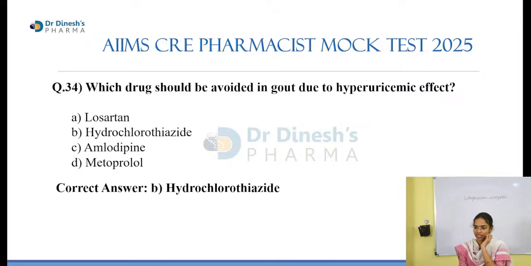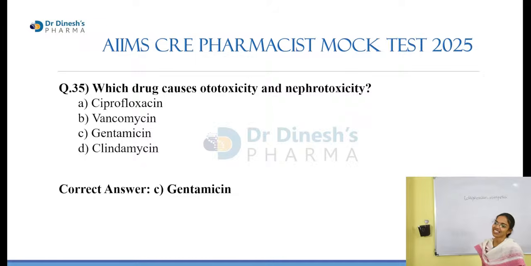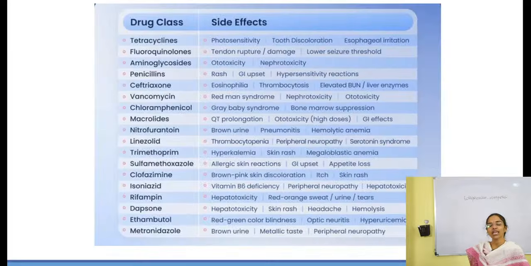Okay, next question please. Very important question again. Which drug causes ototoxicity and nephrotoxicity? Out of the given drugs, which drug causes ototoxicity and nephrotoxicity is the question. And we have our options as A. ciprofloxacin, B. vancomycin, C. gentamicin, and D. clindamycin. So what's the right answer? Your right answer is gentamicin. And the right answer is gentamicin because gentamicin belongs to the class of aminoglycosides.